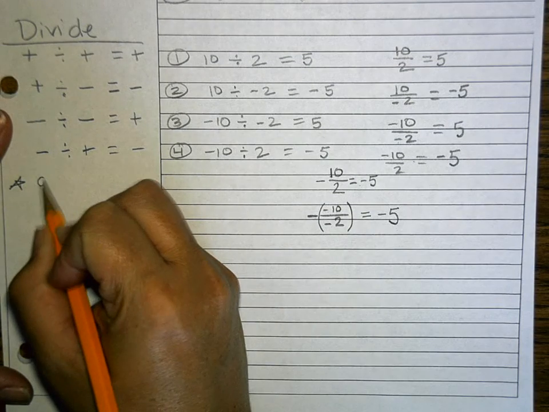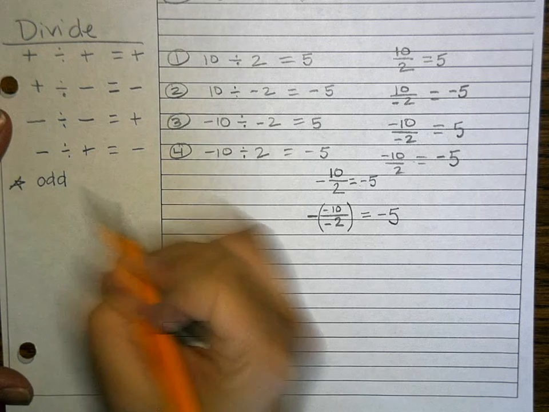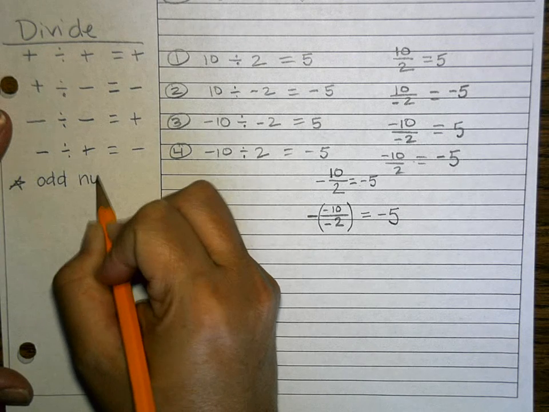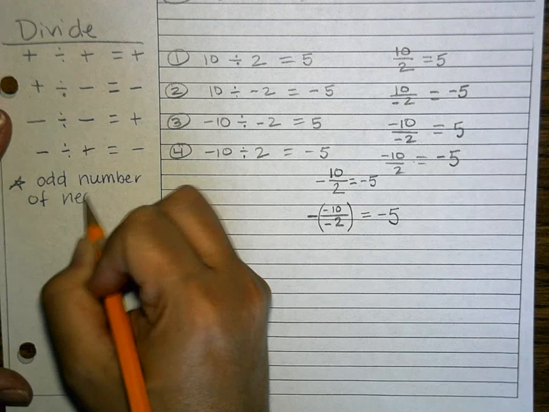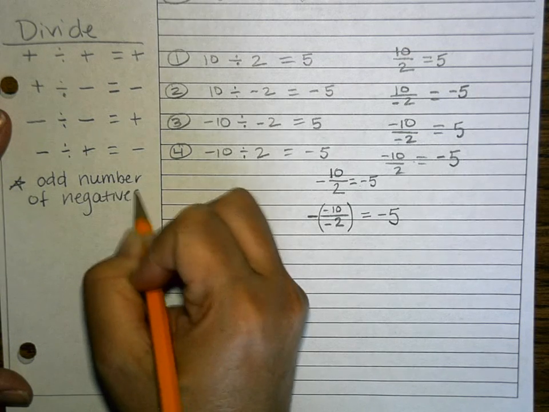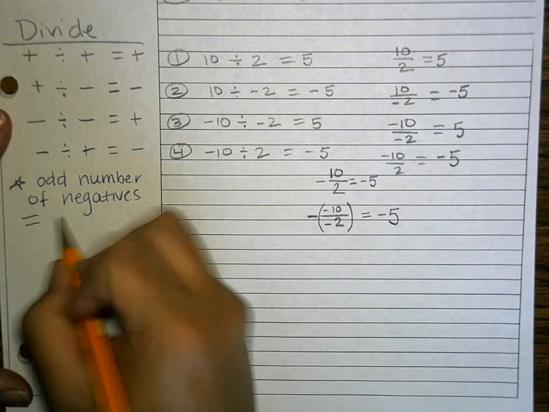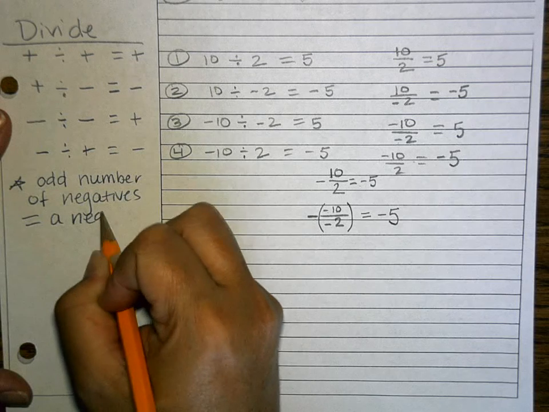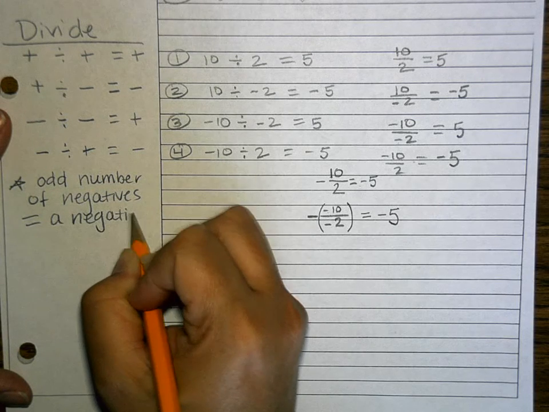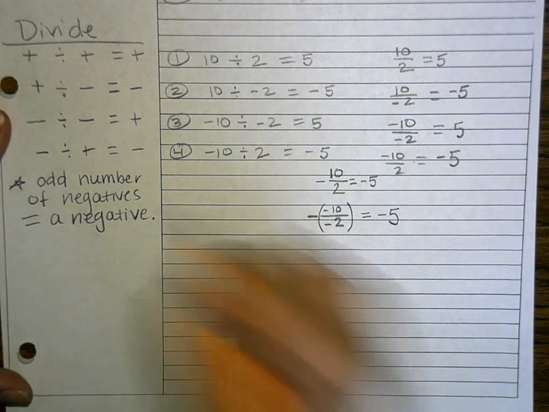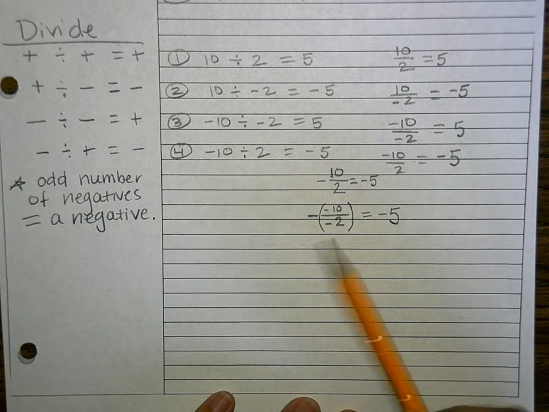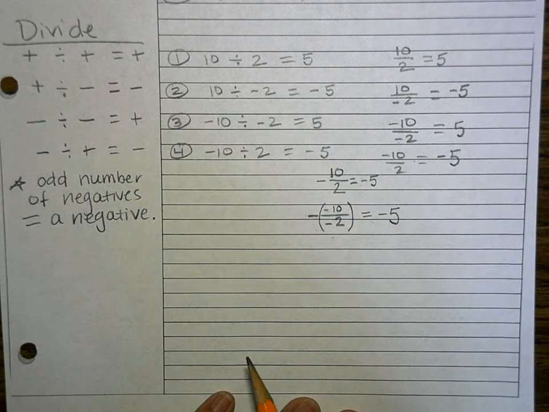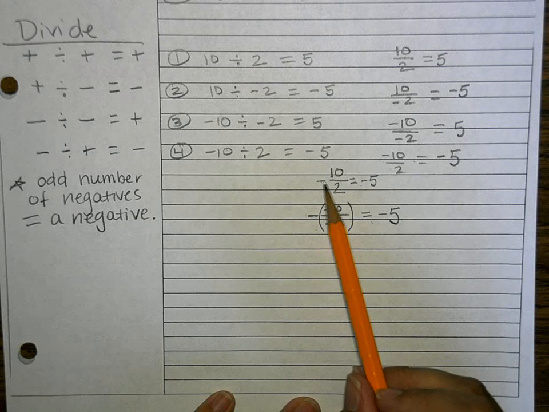Odd number of negatives equal a negative. And that works for multiplying and dividing. Odd number. So there's 3 right there, right? 3 negatives? They equal the negative. There's 1 right there. 1 is an odd number, right? So that's a negative.